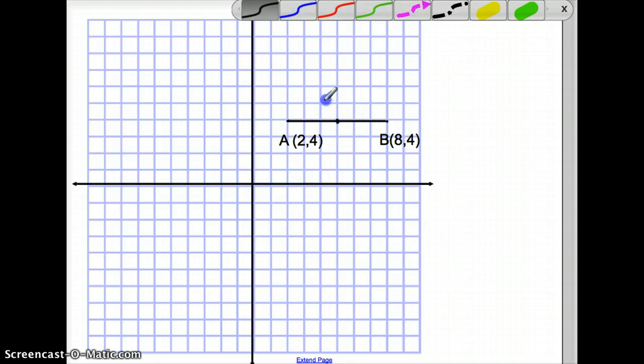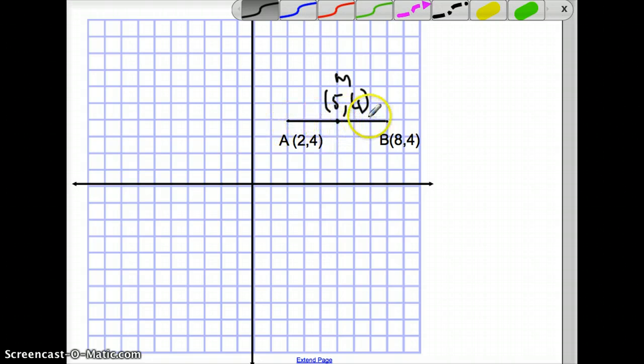So this midpoint is at (5, 4). You can see it's 1, 2, 3, 4, 5. So we found that just by eyeballing it. Now, how would we find that if we needed to calculate it?